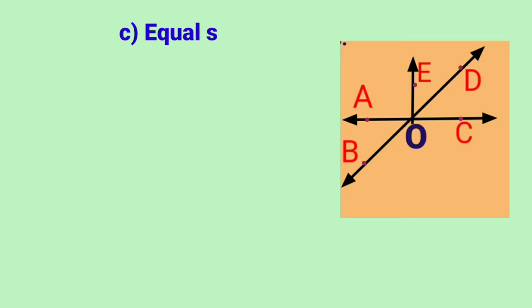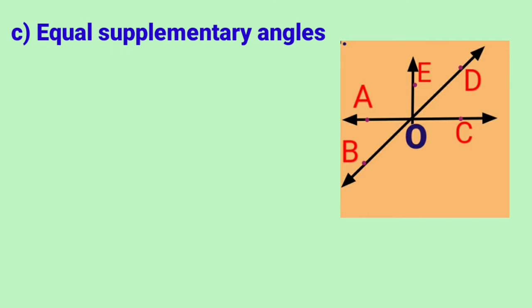Let's see part C, equal supplementary angles. Now in this figure we can see here that these two angles, they are equal supplementary angles because both are of 90 degree. So answer is angle AOE and angle EOC.